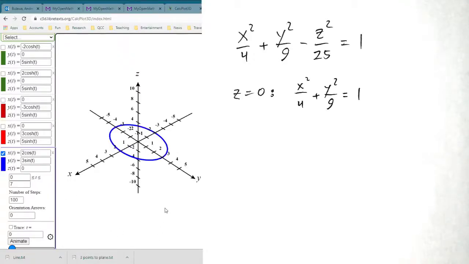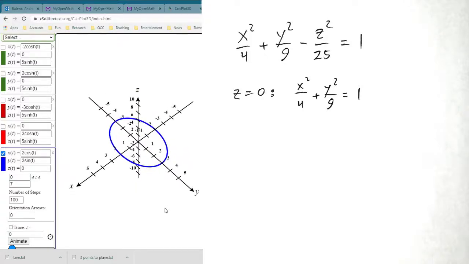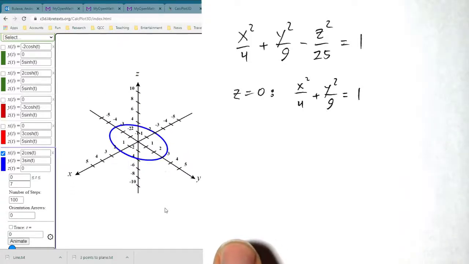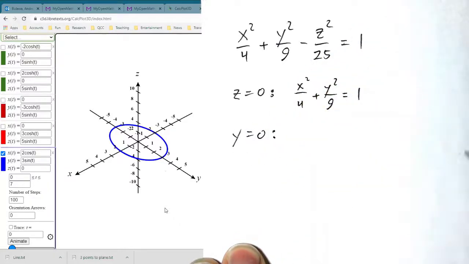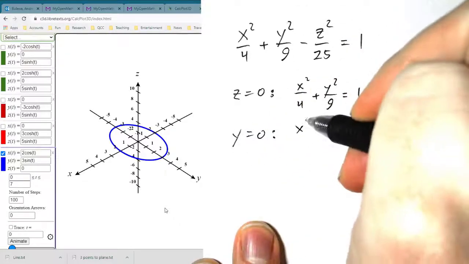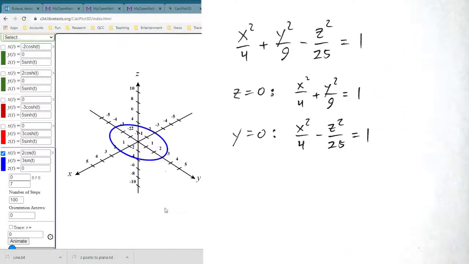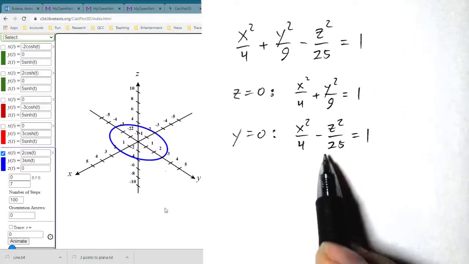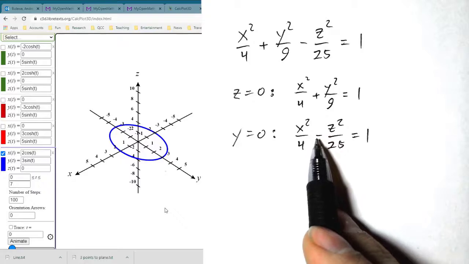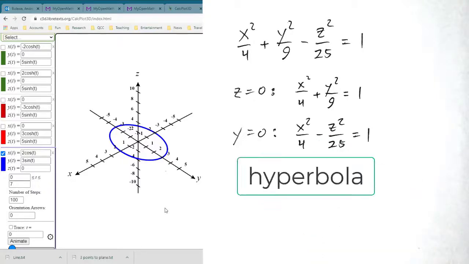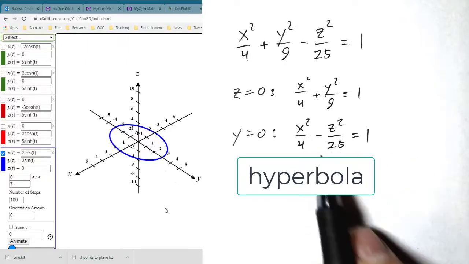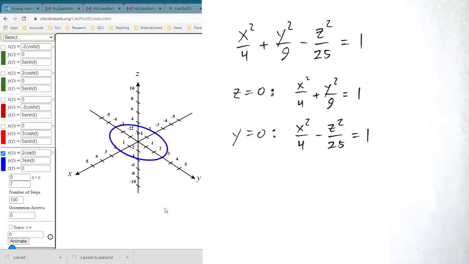All right, so just like we had before. Okay, well, that's what we get. Now let's look at the y equals 0 trace. So set y equal to 0, I get this equation. Okay, well, now this is not an ellipse, right? That's not a plus sign. You should recognize this as a hyperbola. And you can find the places the hyperbola intersects the axes in the exact same way that we did before.